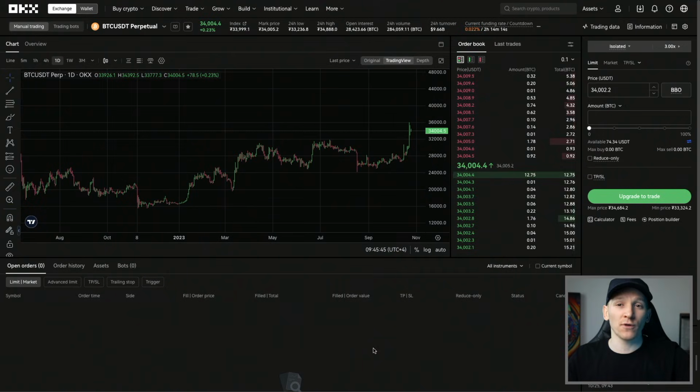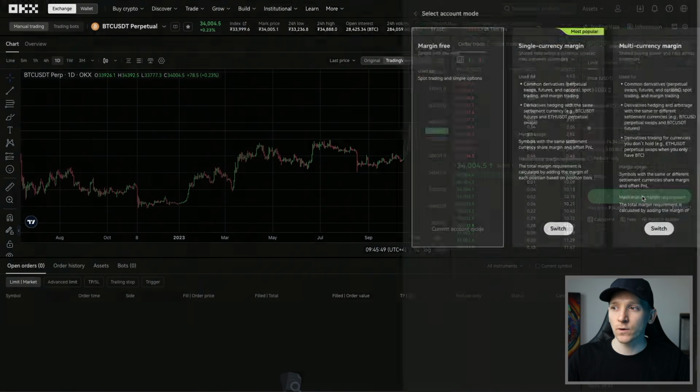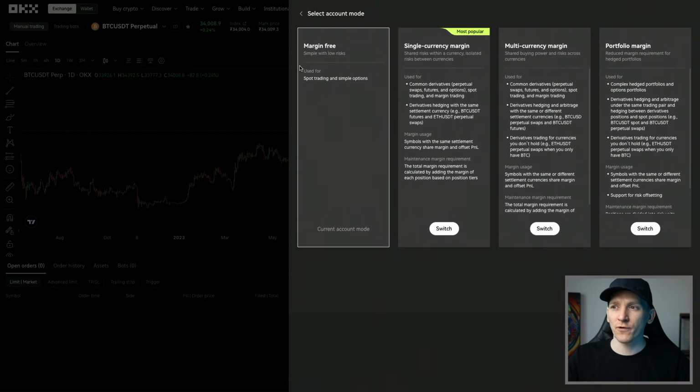If you are new to OKX, you have to choose the account mode that you want to trade in. So it's this button right here, upgrade to trade. So we'll click this and you can see that margin free we're in right now, which is the default for when you open an account. So you have three different margin modes right here: single currency margin, multi-currency margin, and portfolio margin.